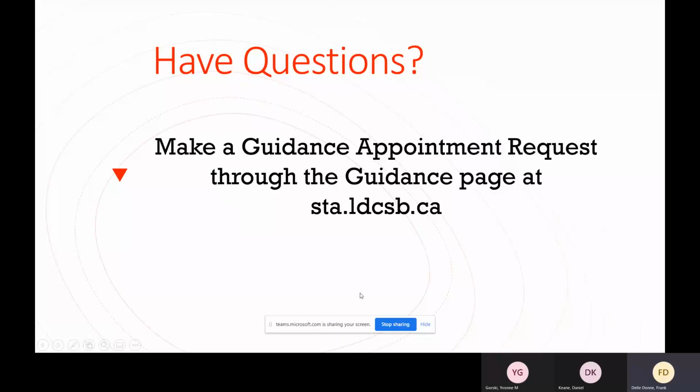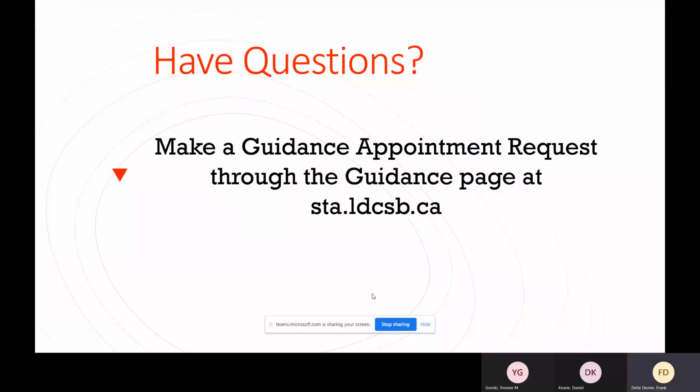Hello again, everybody. I just want to take a moment. Again, you can always make an appointment to see your guidance counselor. Just go on our main school webpage, click on to different departments. You'll see guidance. And then, of course, we have our electronic appointment request form. Please complete that at any time and we will get back to you.